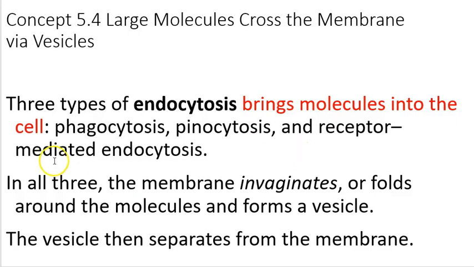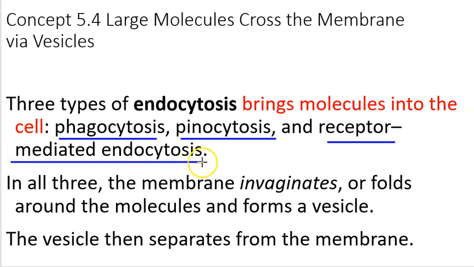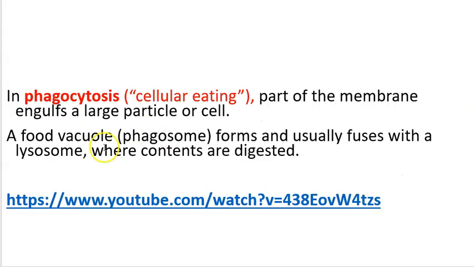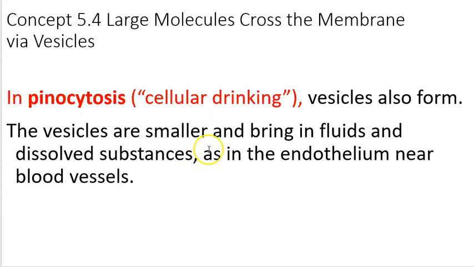And so there are 3 types of endocytosis that bring molecules into the cell. It's phagocytosis, which is eating, pinocytosis, which means to drink, and receptor-mediated, which means you have to bind to a receptor. All 3 cause the membrane to fold, invaginate, and fold around the molecules and form a vesicle. Okay, so cellular eating. There's a picture of it, if you want to look at that video. It's some sort of paramecium eating something, or amoeba maybe.